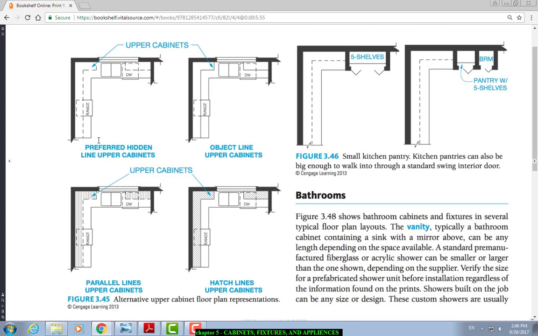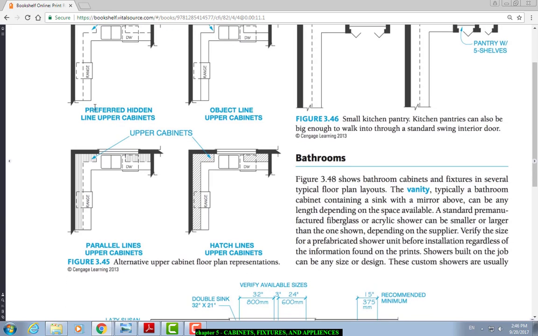Whenever you have a kitchen, any given kitchen, you're going to have a solid line that extrudes from the wall. We know now where the walls are, right? We know where the windows are. And let's say this is a kitchen. This solid one that projects out is the bottom cabinet. And these hidden ones are the upper cabinets.